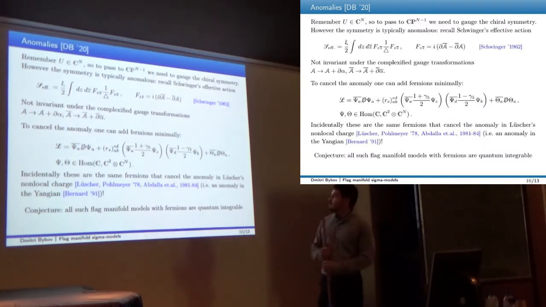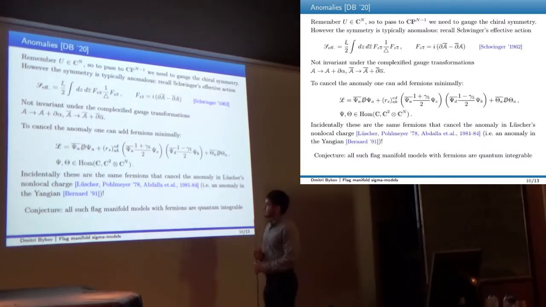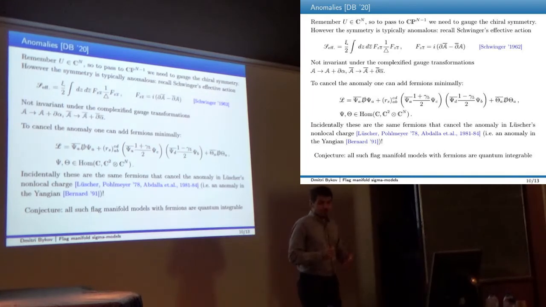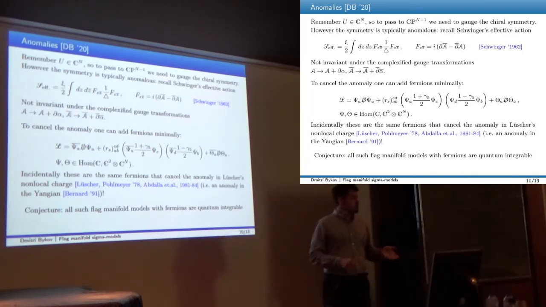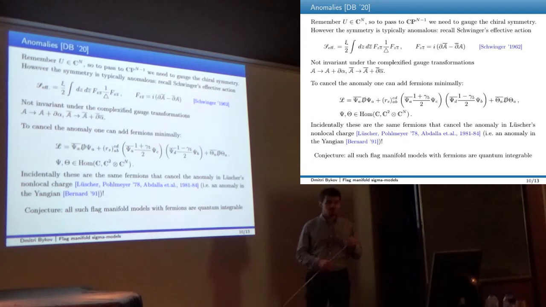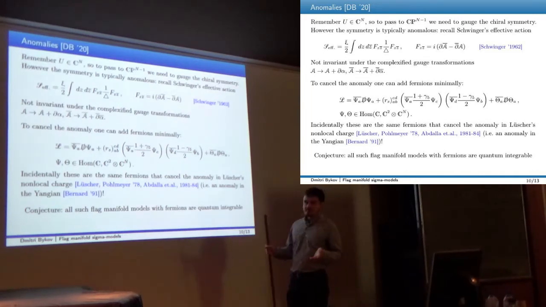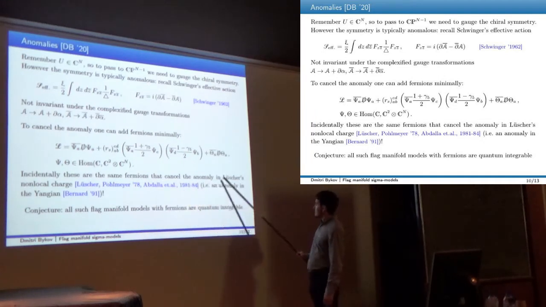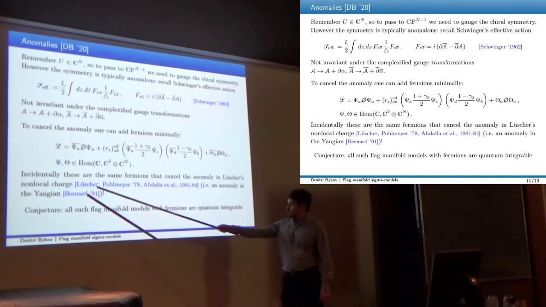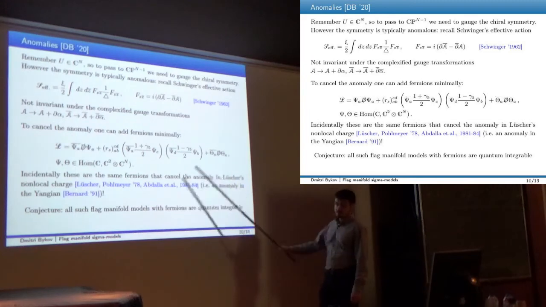Okay, so now I'll pass to the subject of anomalies. These models like CPN, for example, the bosonic CPN model, are known to have some anomalies since the 80s. These are anomalies in integrability charges. These models are known to be classically integrable, but quantum mechanically there's some anomaly, which was found by Abdallah and company in the Lüscher non-local charge, which is one of the generators of the Yangian of this model.